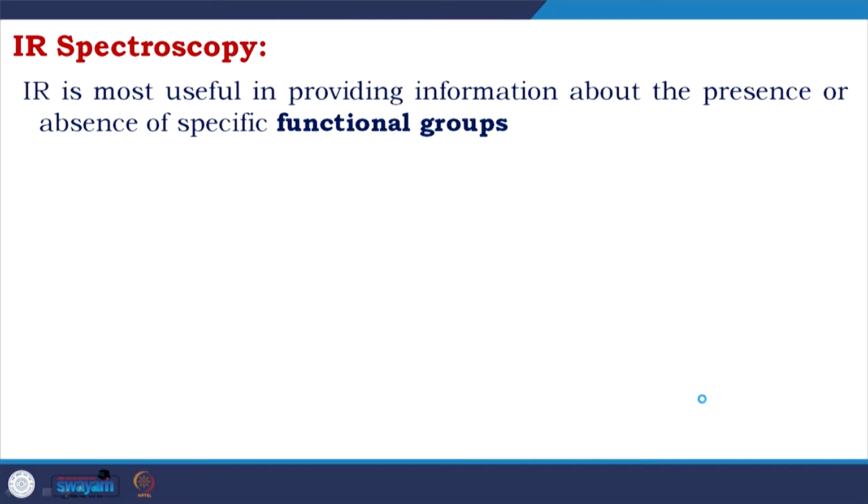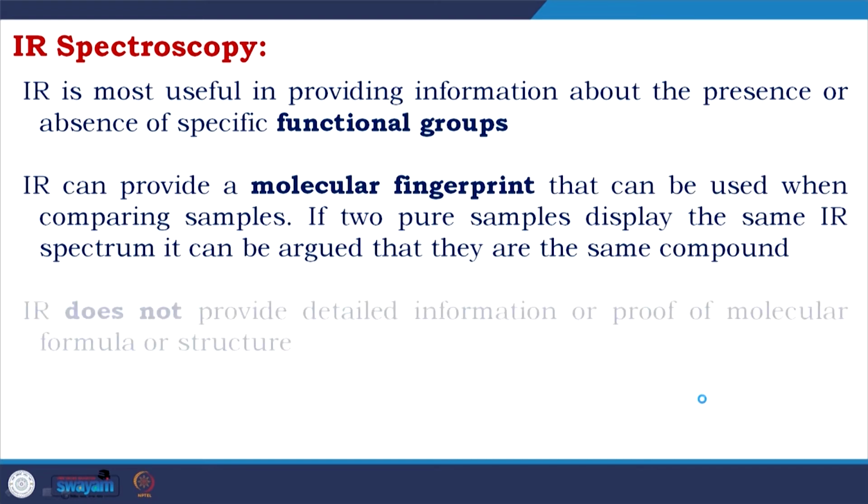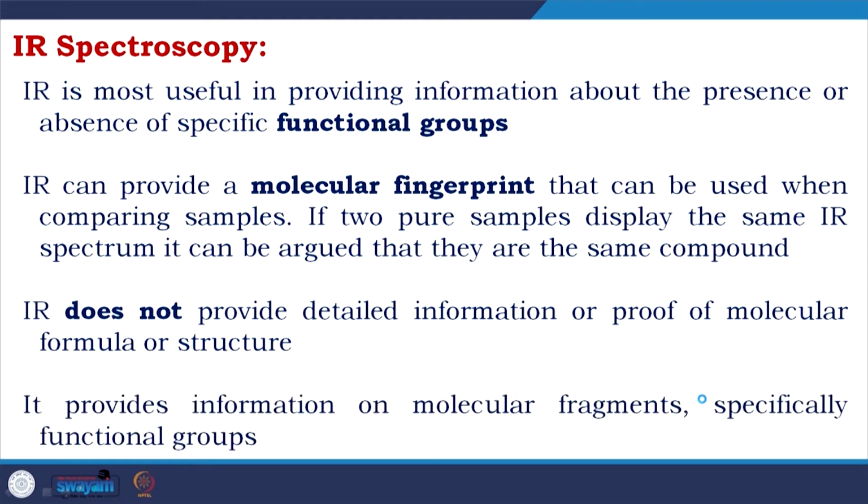So, as discussed here, and we have looked at different compounds, infrared spectroscopy is useful in providing information about the presence or absence of specific functional groups. IR can provide a molecular fingerprint that can be used when comparing samples. If two pure samples display the same IR spectrum, it can be argued that they are the same compound. IR does not provide detailed information or proof of molecular formula or structure like NMR or other techniques. It provides information on molecular fragments, especially functional groups.